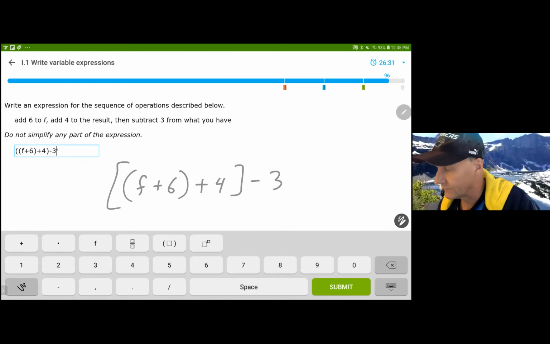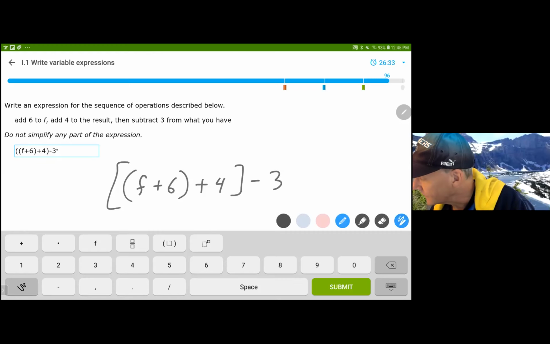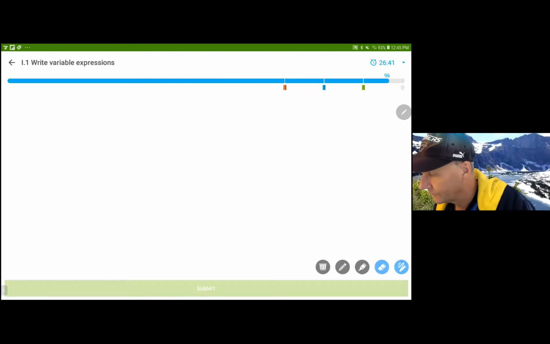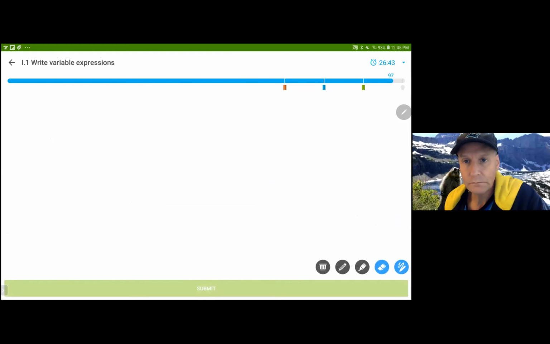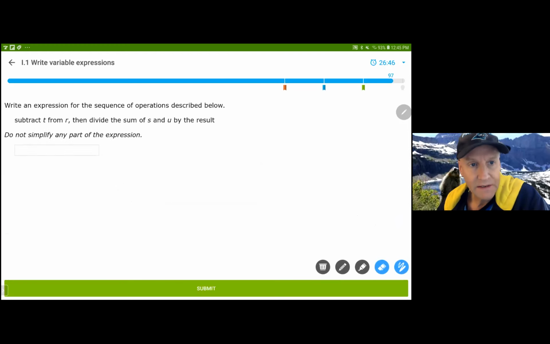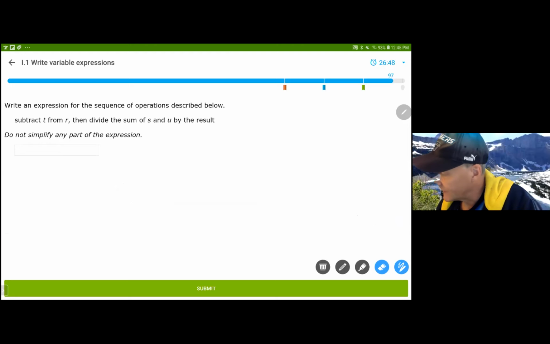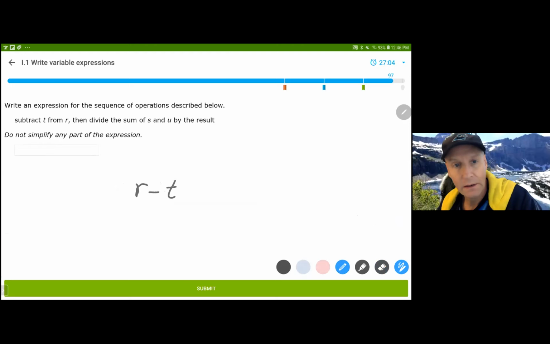Subtracting 3 from it means, let me get rid of that dot right there. There we go. Looks a little better, hopefully. Subtract T from R. There it is. Watch out. This is very common. A lot of people want to put T minus R. That's not correct. You're subtracting T from R. That's what it means when you subtract T from a number.